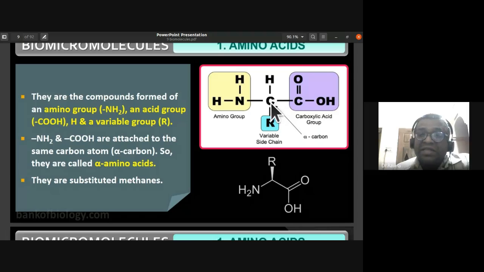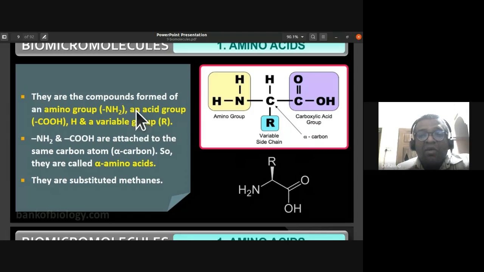Since a single carbon has both an amino and a carboxylic acid group, this carbon is called the alpha carbon, and this type of amino acid is called an alpha amino acid. So this is what you have to remember about amino acids.